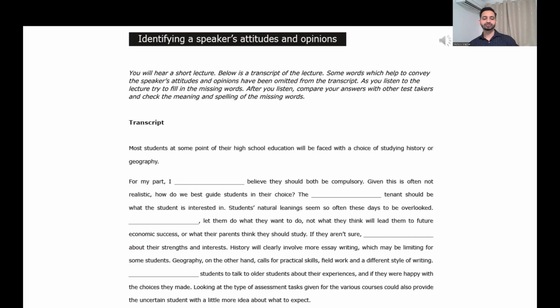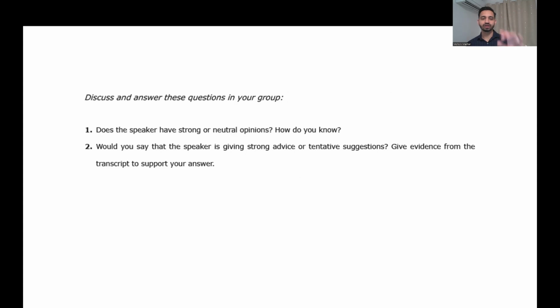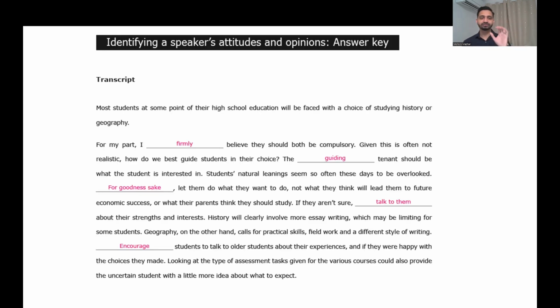Okay, I hope you had a chance to fill in the gaps. Obviously, we practice to fill in the gaps here as well. But what I'm trying to get to here is that "firmly believe" is a strong opinion, as are "the guiding tenet" and "for goodness sake", right? "If they aren't sure, talk to them" and "encourage students".